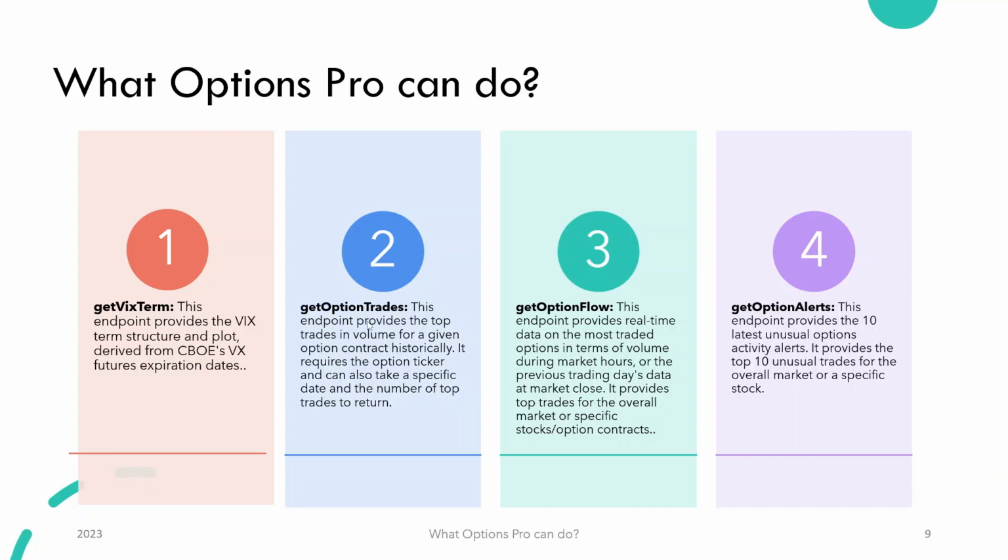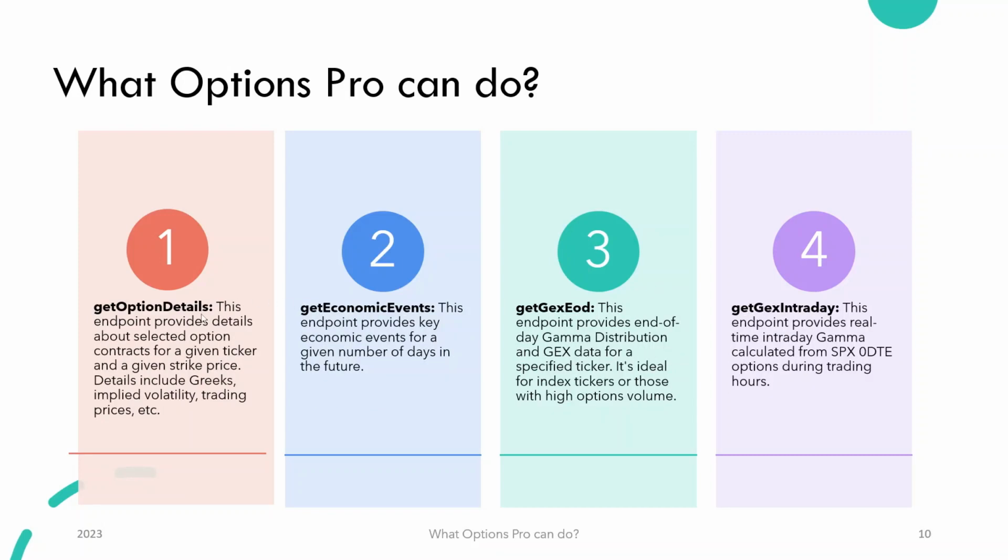Similarly, for option trades for any specific day, you can ask what directions the option trades are going. Similarly, options flow. This gives you real time whether people are positive or negative on a stock. And similarly, option alerts. We'll look at some of them in the next series. Get option details. Then economic events. You could have a jobs report coming, inflation data coming up. Any of those data will be provided here.